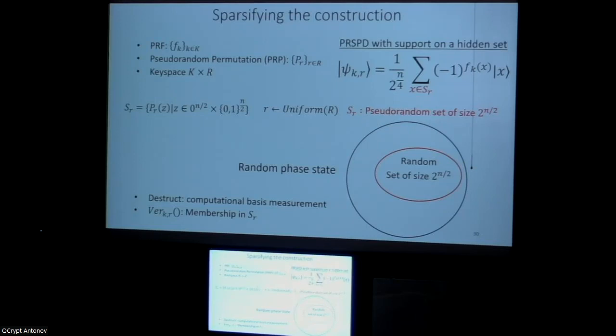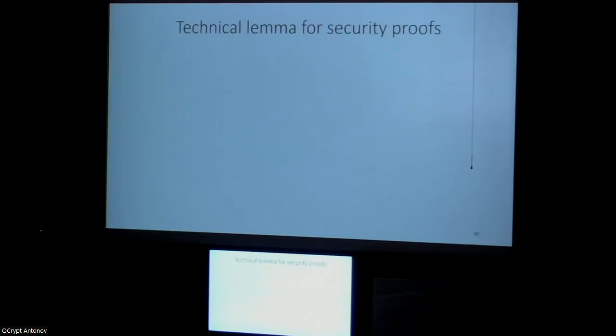Okay, so now let's look at why this should be secure. We have this technical lemma that holds true for this construction, using which you can argue both pseudo-randomness and unforgeability of proofs. It basically says that an adversary cannot distinguish between these two experiments, meaning its output is identical in both cases, up to negligible distance, of course.